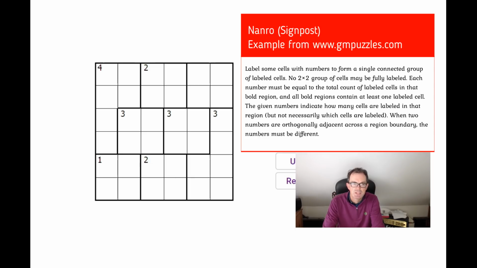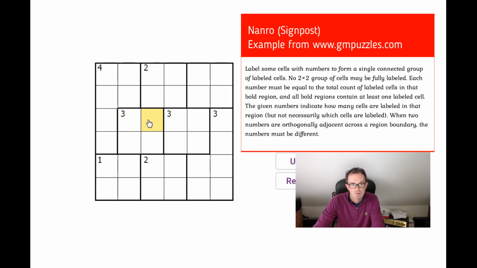The given numbers indicate how many cells are labelled in that region, but not necessarily which cells are labelled. And when 2 numbers are orthogonally adjacent across a region boundary, those numbers must be different. Right, so perhaps the best way of deciphering that amount of text is to look at an example. So this is a very simple 6x6 puzzle, but it illustrates some of the principles involved. So how would we go about solving this?